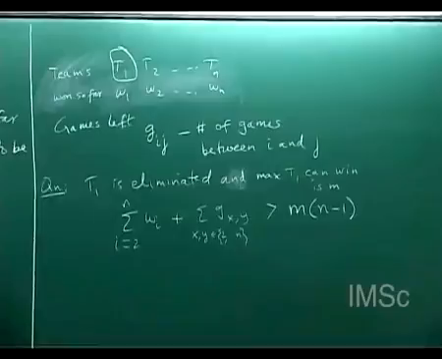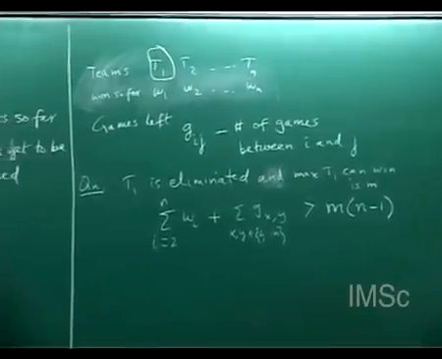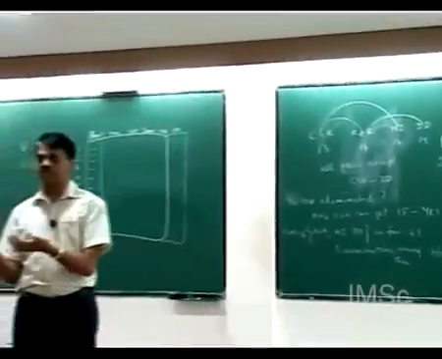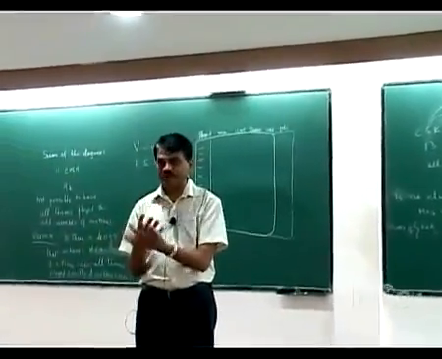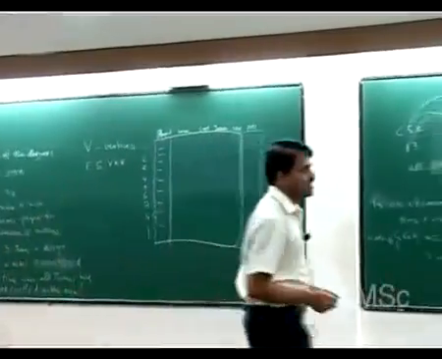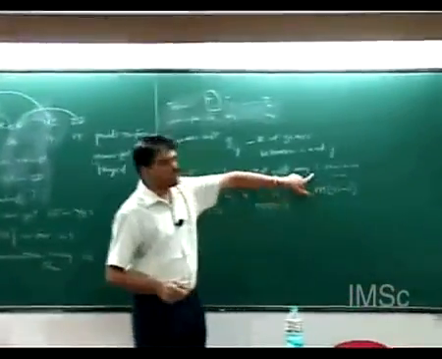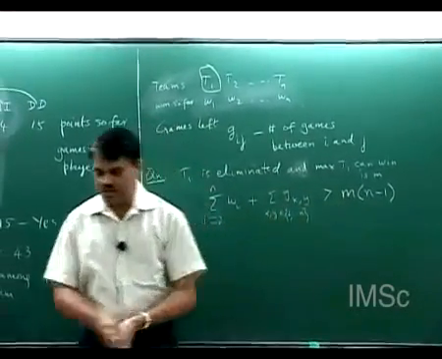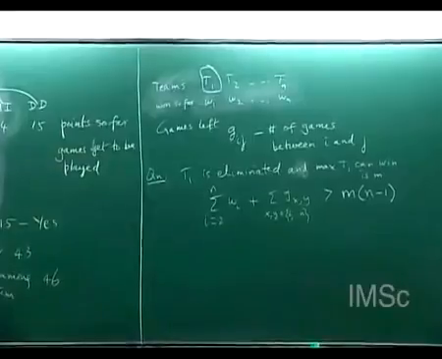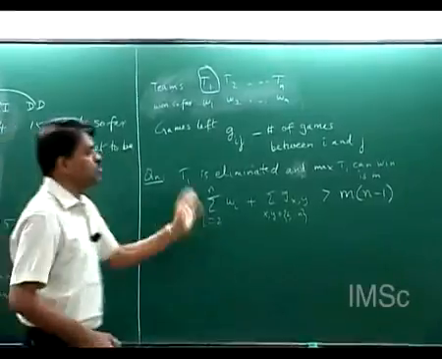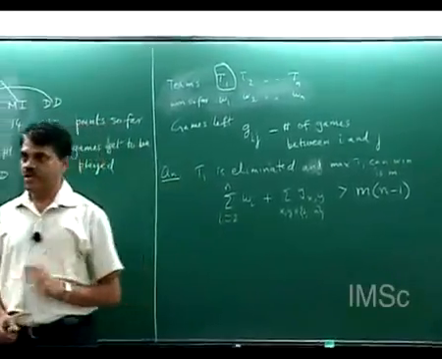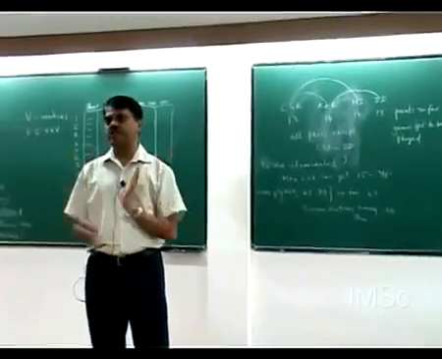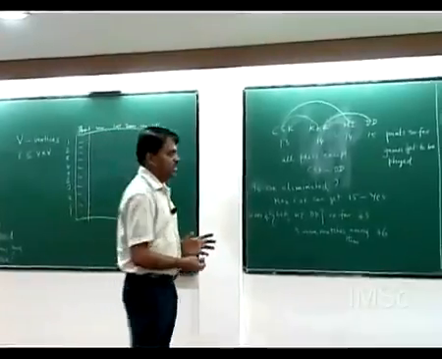Okay. So what we observed is that if the remaining teams together, the total points they have won plus the number of games among them to be played, that total number is greater than m times n minus 1, where m is the maximum this team can win, then necessarily the way you distribute this, at least one of them will get greater than m. So T1 is eliminated. Okay. This is one sufficient condition. The question is, is it necessary? Is this the only way you get T1 eliminated?